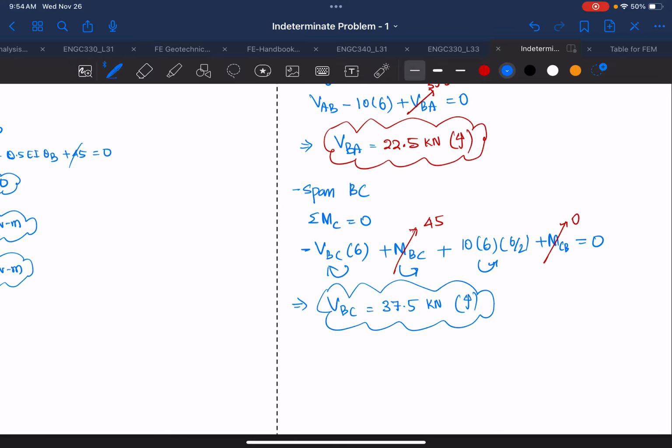And now we take the summation of forces along the y direction: VBC plus minus 10 into 6 plus VCB equal to 0. So from here you'll find VCB, because we already found this is 37.5, it'll be equal to 22.5 kilonewton.